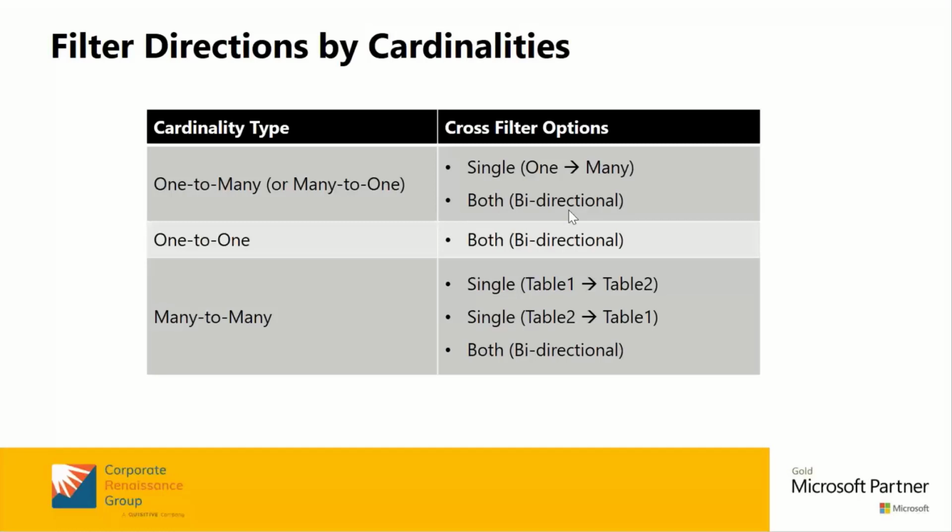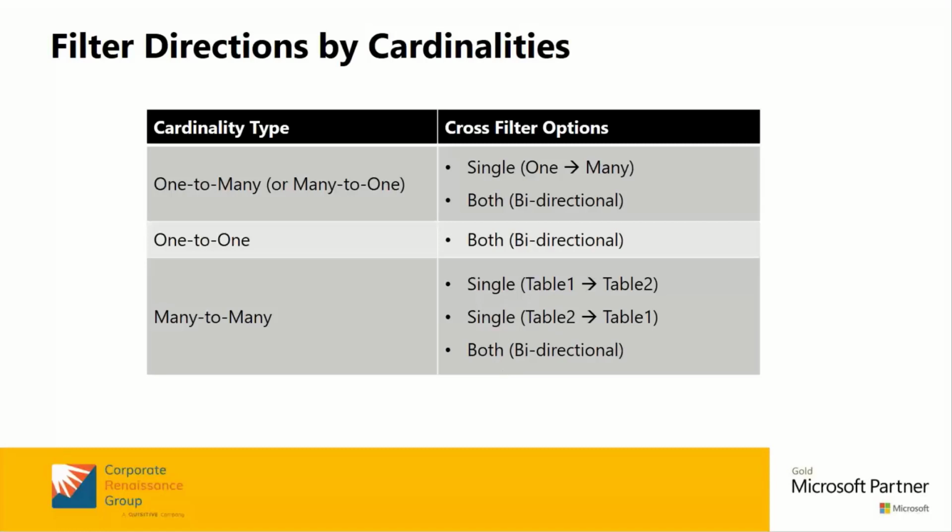It is also called bidirectional. If you have a one-to-one cardinality, you cannot do a single, it has to be both. That's the rule. If you have a many-to-many, then you can have these 3 options. Option number 1 is that table 1 would be filtering table 2 in a single way. It cannot come the other way around. Or you can say table 2 will filter table 1, not the other way around. Or you can say it can be bidirectional.